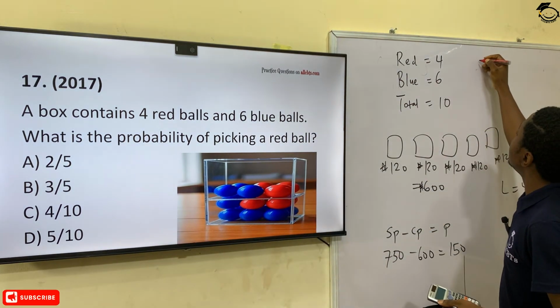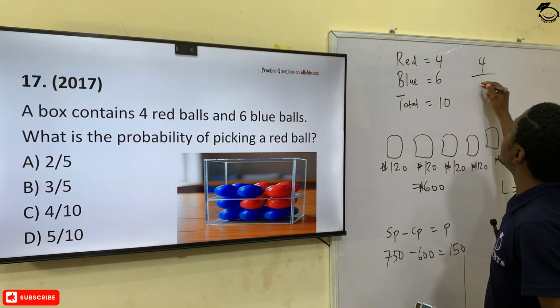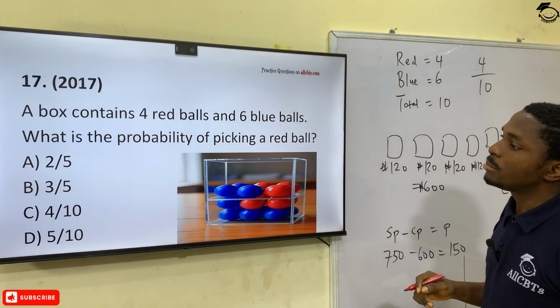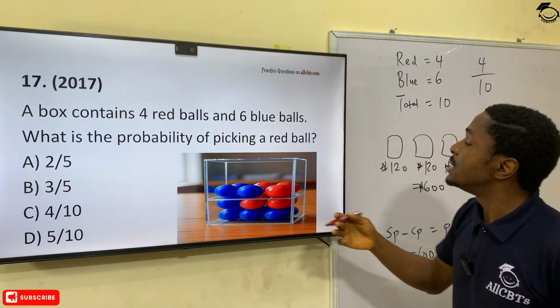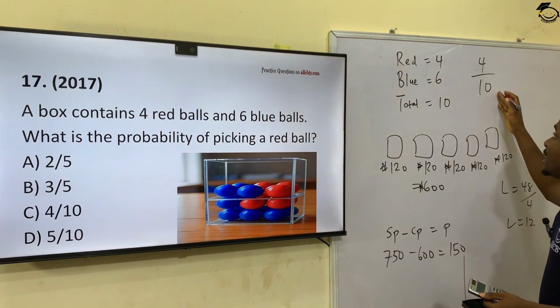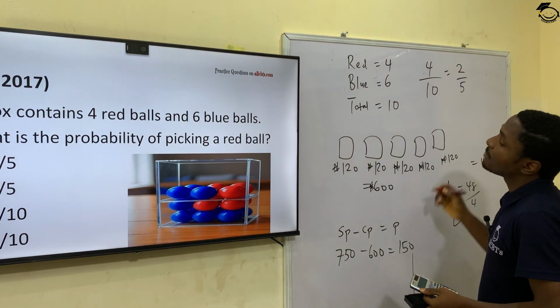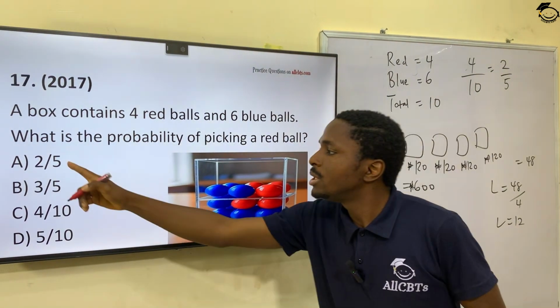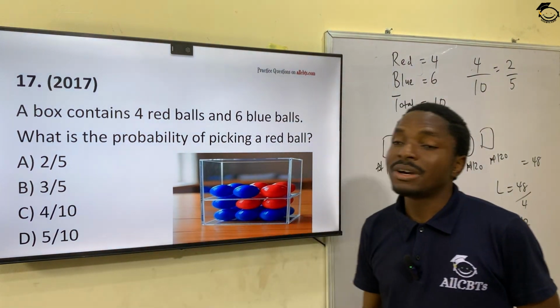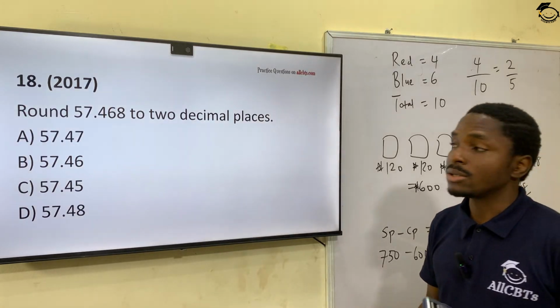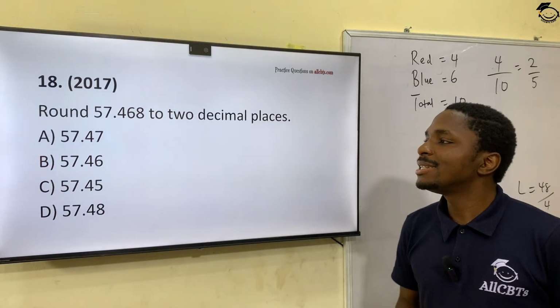So the red balls are 4 and the total number of balls is 10. So the probability of picking the red ball is 4 over 10. But you can still divide it. If you divide it, you have 2 over 5. So the probability of picking the red ball is 2 over 5 or 4 over 10, whichever one. That's correct. Alright, question 18.